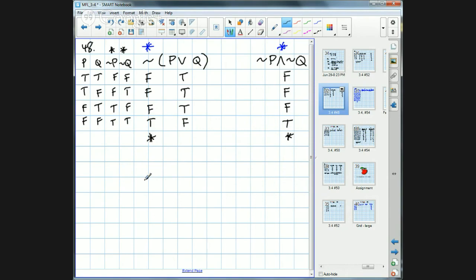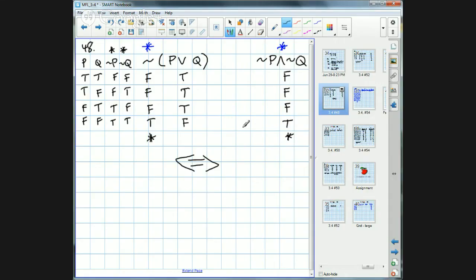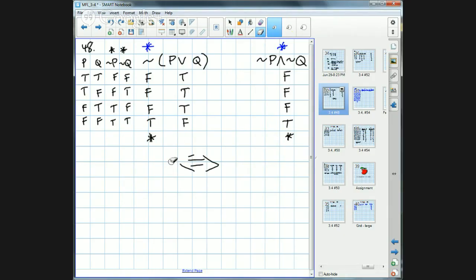Equivalent. I heard Patrick say it. Yeah, that's equivalent. And the symbol for that is this. Sorry, my penmanship is... Let me do that over again. This is the symbol for equivalent. Right? You guys need to be real good at that. Okay, let's take a look at number 50.